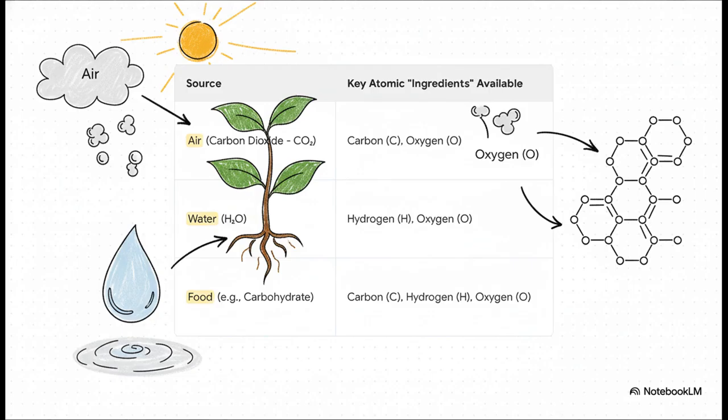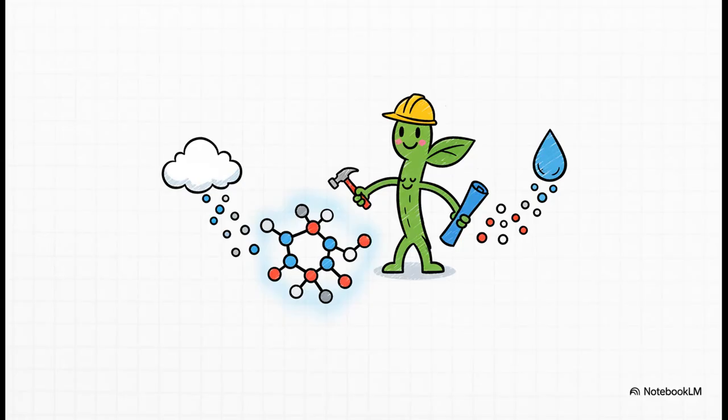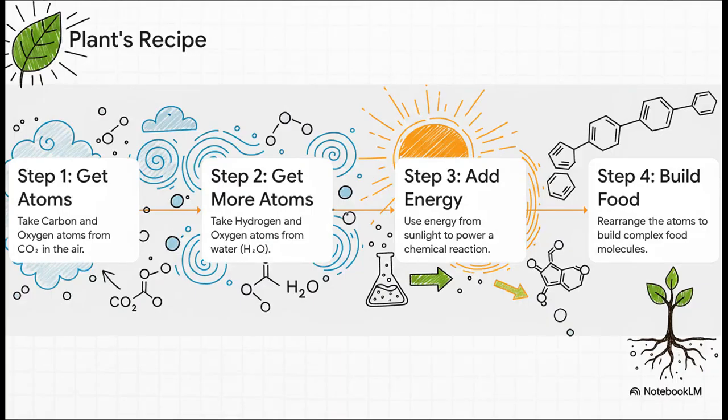Now, where can a plant get those? Well, it can grab carbon and oxygen from the carbon dioxide in the air, and it can get hydrogen and even more oxygen from water. It's all there. All the raw materials it needs are right there in the air and the water. So the plant isn't a food thief, it's a master builder. It's a brilliant little chemist taking these super simple atoms from its surroundings and constructing the complex molecules it needs to grow.